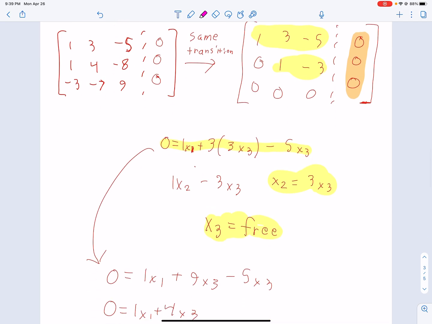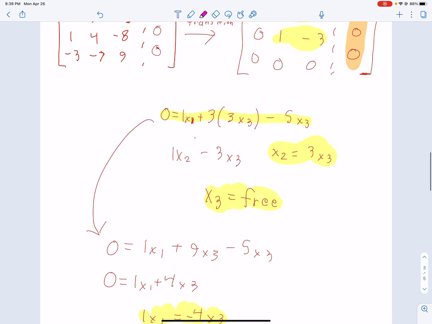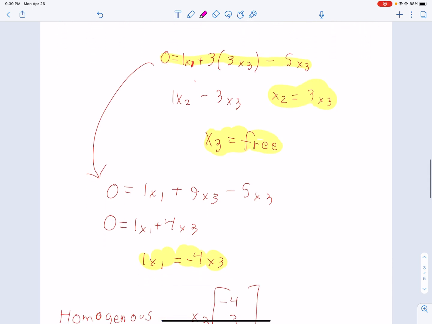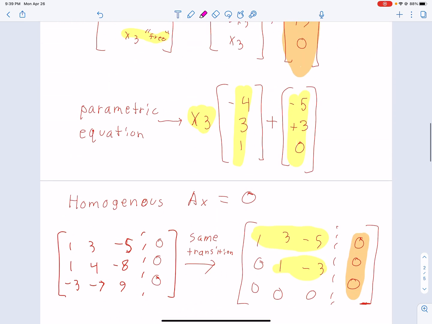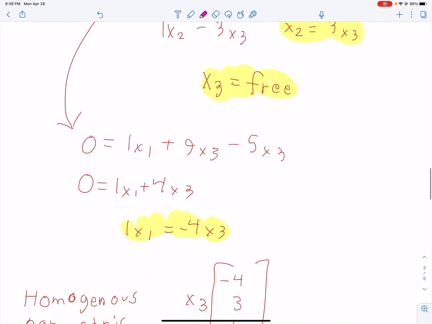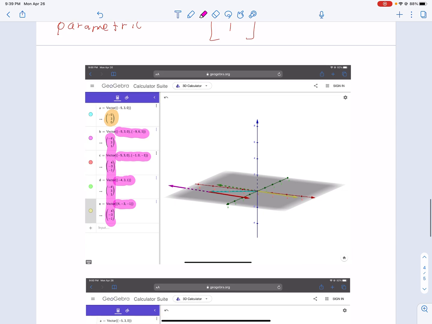So now we have to solve for our x's again, but with the solution set as 0. As you can see, x3 is free again, which allows us to find x1 and x2 much more easily. So x1 equals -4x3, x2 equals 3x3, and x3 is free. So our homogeneous parametric solution is -4, 3, and 1 with our scalar of x3. And as you can see, it's the same exact thing, which is good that we checked it.